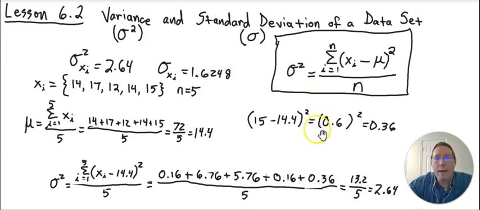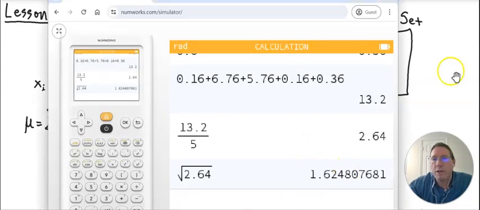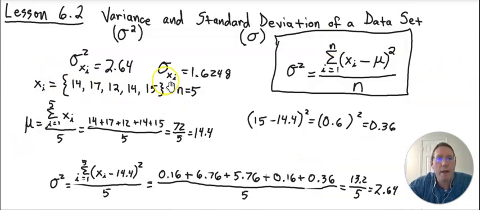1.6248. Okay, and that is the standard deviation of this data set. That's what you have to practice doing. That's what you have to be able to do. That's all we're doing this week in lesson 6.2, is we're just identifying the variance and the standard deviation.